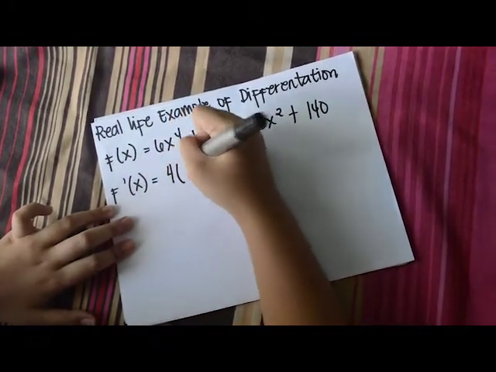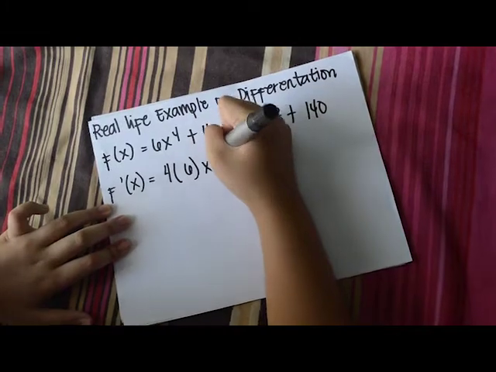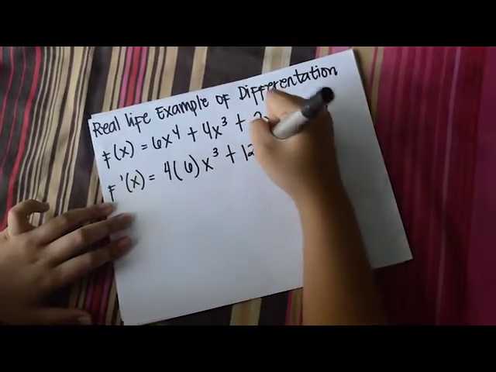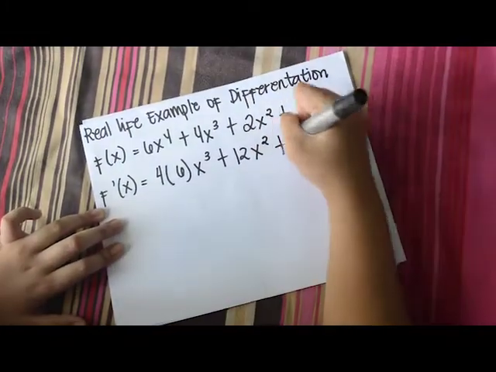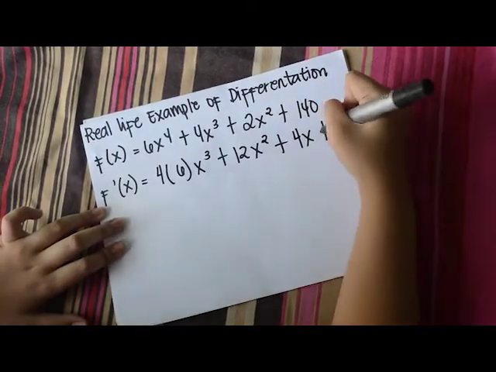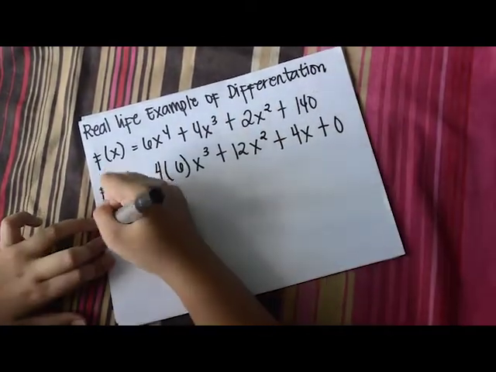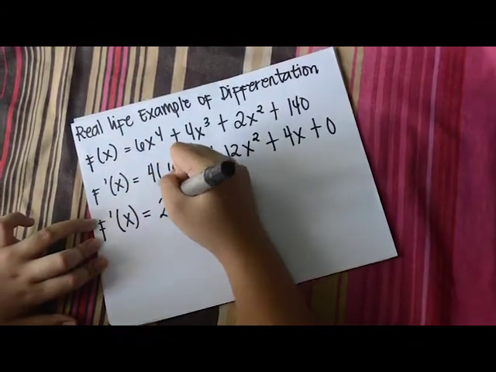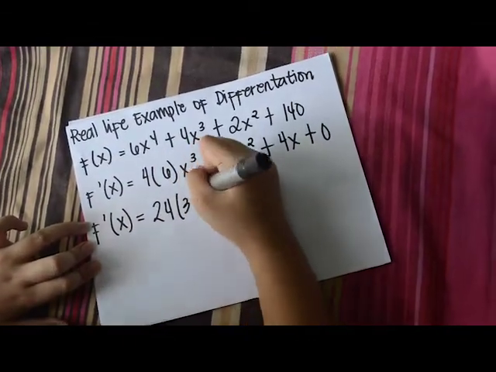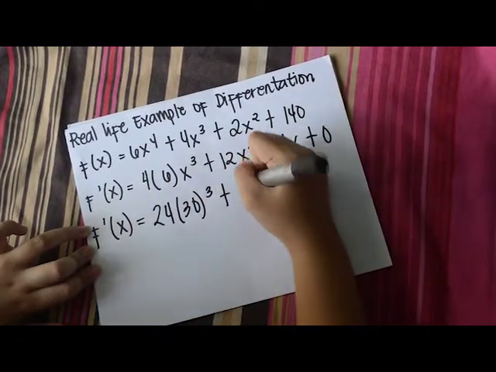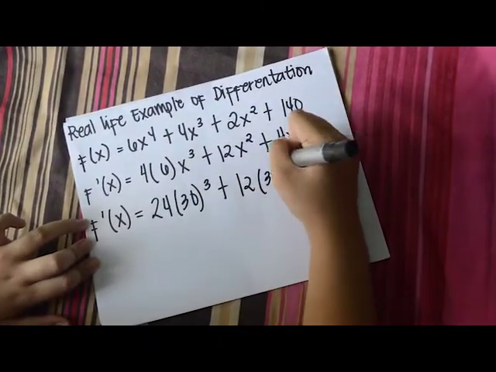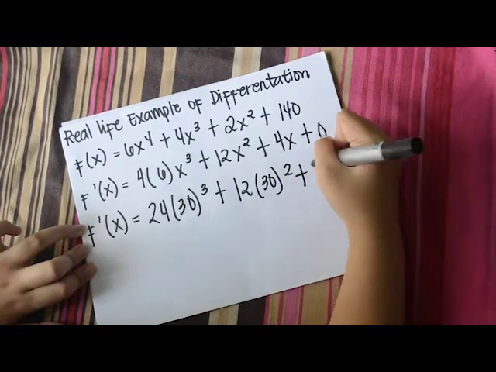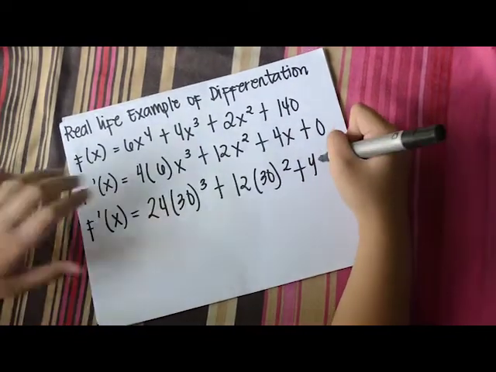Use the constant times a function and constant rule. Take the power in front of the coefficient and then reduce the power by 1. Then make the constant 0. And after that, simplify. We now have the derivative of the function, which is 24x cubed plus 12x squared plus 4x. For us to get the rate of change, given that x is equal to 30, replace the variable x in the function with 30.